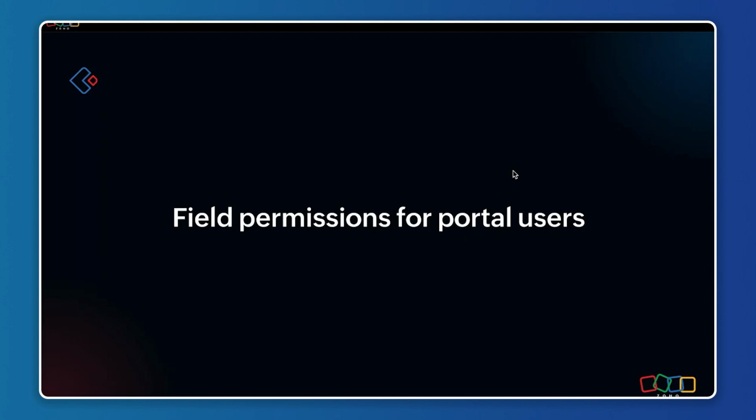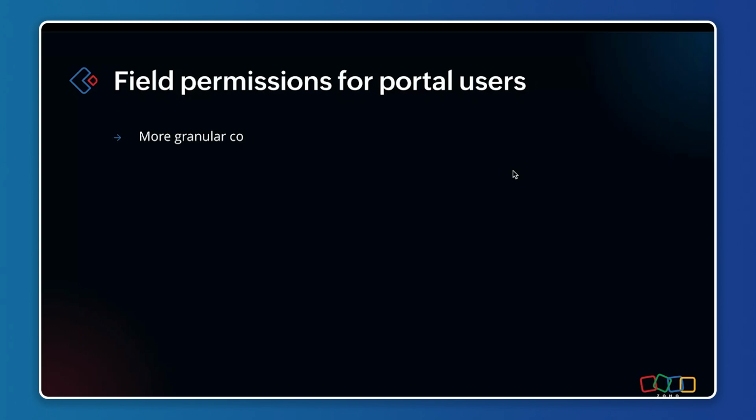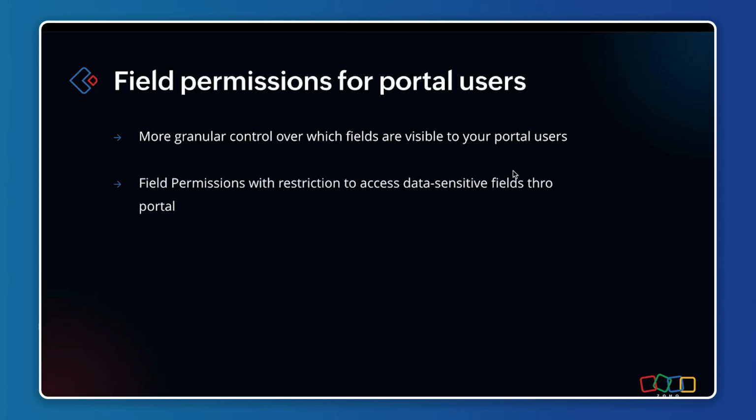The next one is field permissions for the portal users. So how can you set permissions at the field level for the portal users, and why is it required? You can have more granular control over the fields that need to be visible to the portal user. What fields have to be visible to the portal user and what should be visible to the org users can be defined at the granular level using this field permission. So in case you've got any sensitive information which should be available only for the admin or super admin, then you can set the field permission for the portal users and restrict the access for that sensitive information.